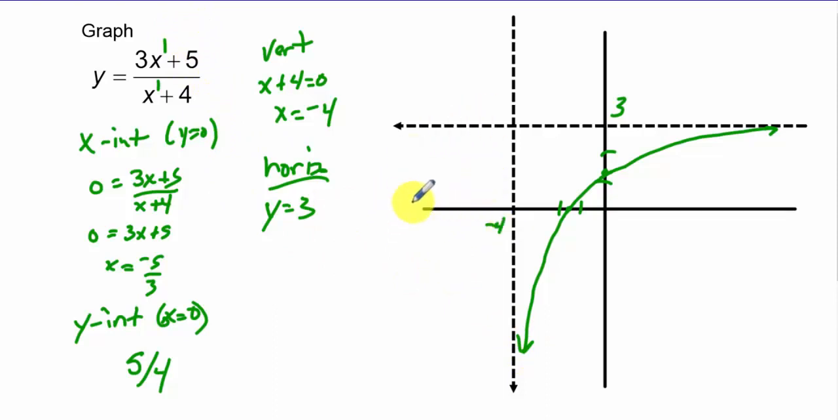And then on this side, I know it can't be graphed down here, because if it could, it would go through the x-axis, and I don't have any more x-intercepts, so I know the graph has to be up here. And that's my graph. Again, we're not worried about being super accurate, just the general shape and which quadrant, if you will, or side of the asymptotes that the graph is on.